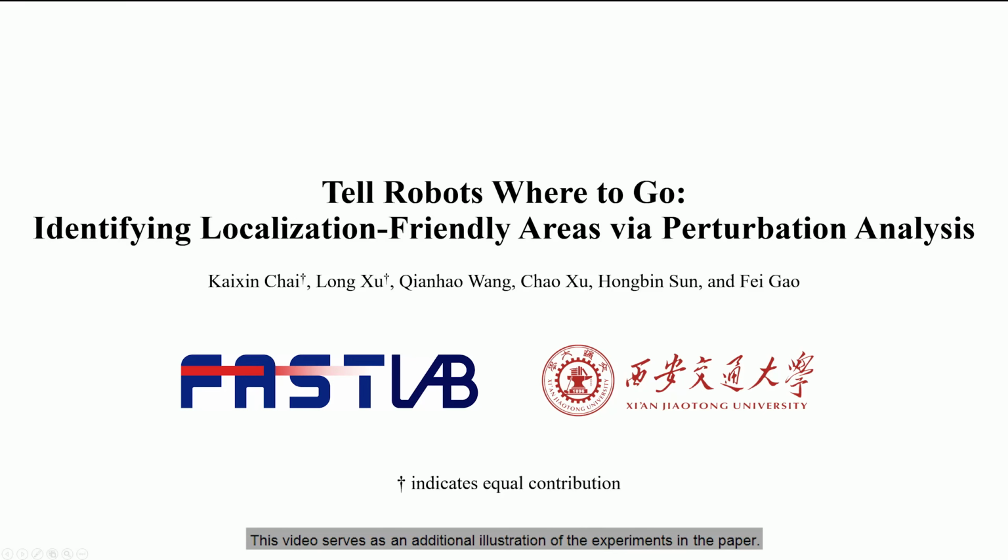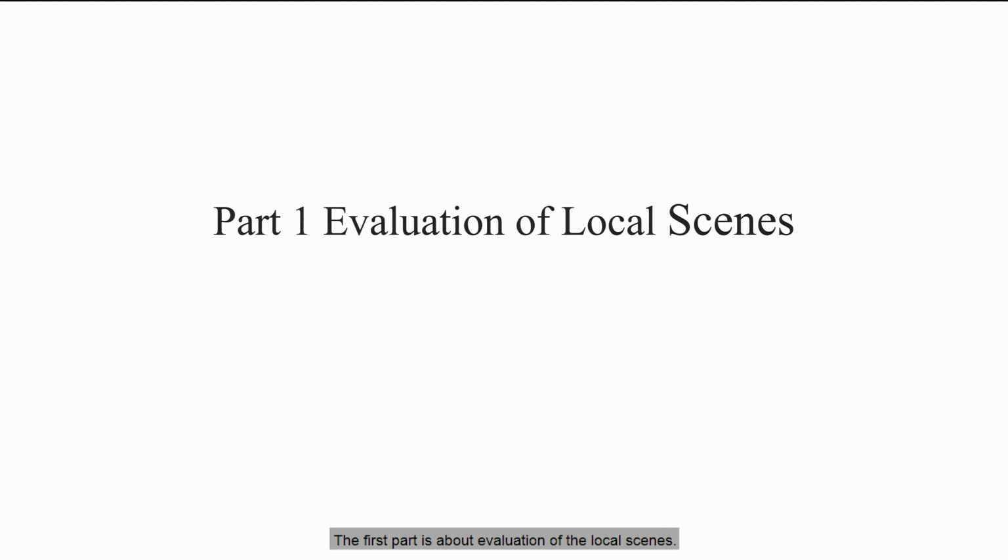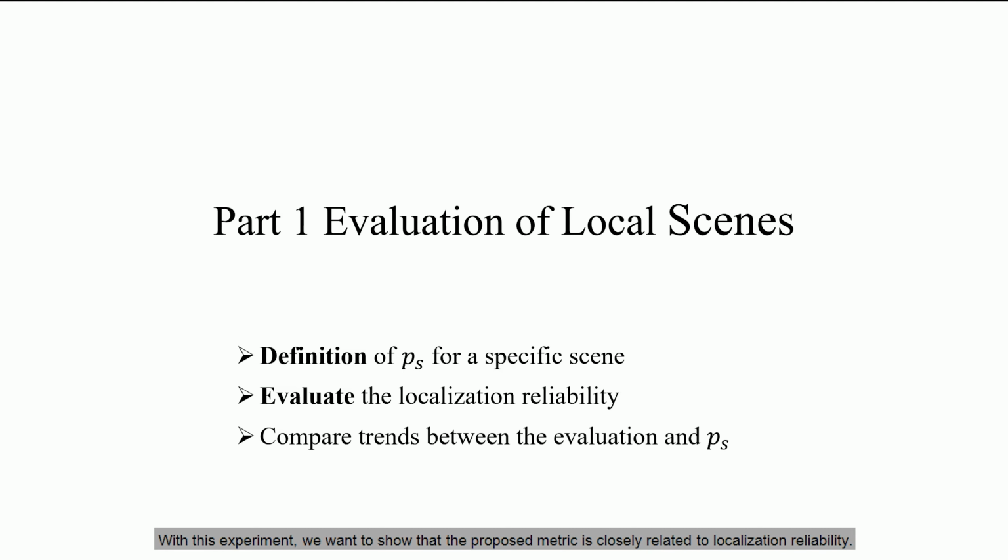This video serves as an additional illustration of the experiments in the paper. We will present 3 experiments to demonstrate the effectiveness of the proposed metric. The first part is about evaluation of the local scenes. With this experiment, we want to show that the proposed metric is closely related to localization reliability.